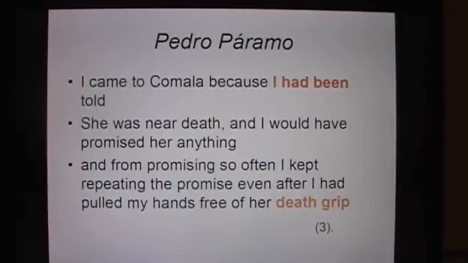Again, you can use the I came to Kamala because you just don't need the whole thing to say that. You should choose key quotes like she was near death and from promising so often to support your thesis even more, not just the one with other words. When the author uses she was near death and I would have promised her anything, he immediately uses some characterization for the main character.